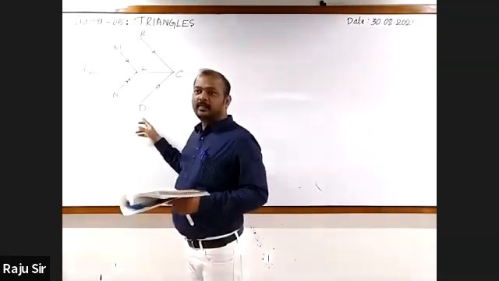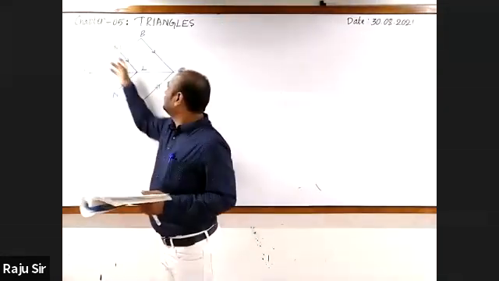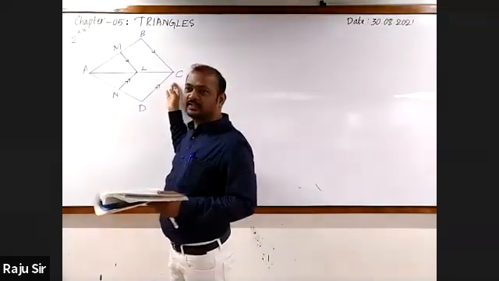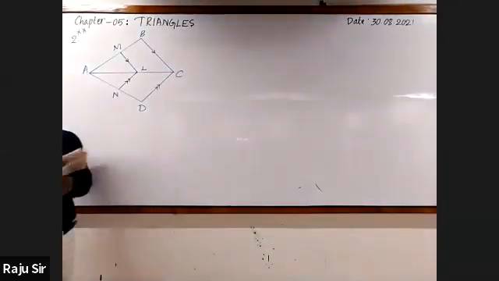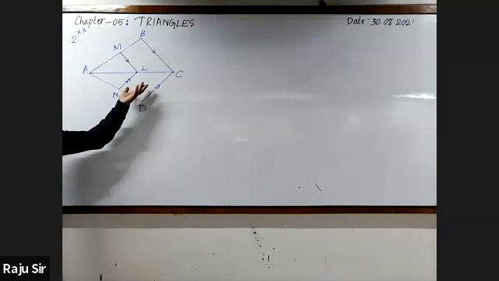ABCD is a quadrilateral, AC is the diagonal, MN is drawn parallel to BC, NL is drawn parallel to DC. Then prove that. Whether you want to write the whole statement or directly the statement to be proved.